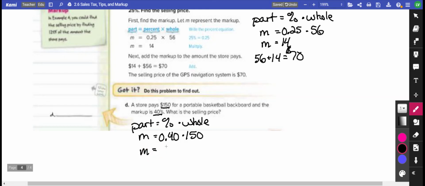That means our markup is 60. So if our base price is $150 and we're adding an additional $60, that means that the store is going to sell this portable basketball backboard for $210.